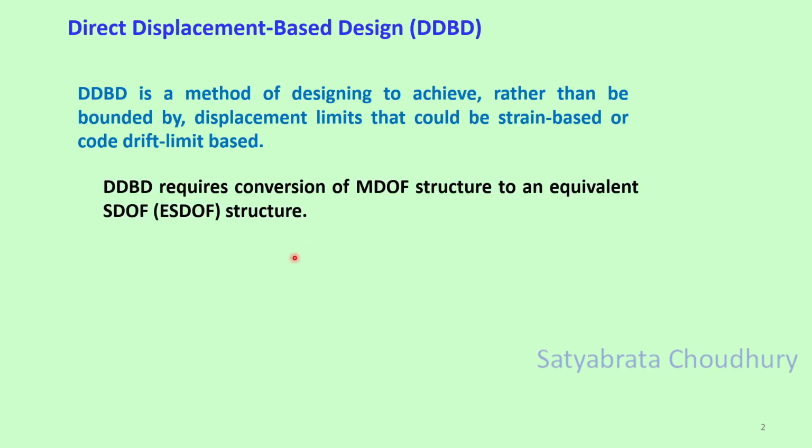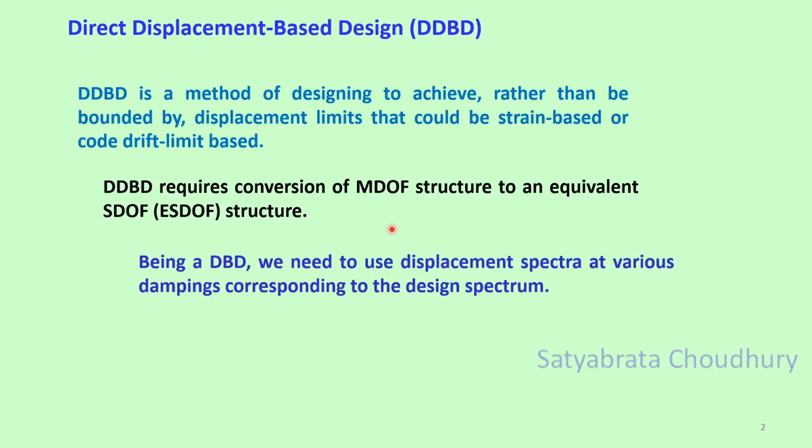DDBD requires conversion of a multiple degree of freedom structure to an equivalent single degree of freedom structure. This is very important, and in this video we shall be seeing how the conversion is done. Being a displacement based design, we need to use displacement spectra at various dampings corresponding to the design spectrum.